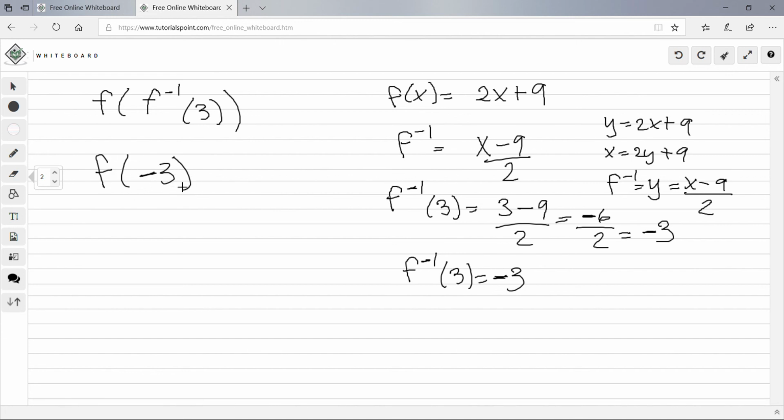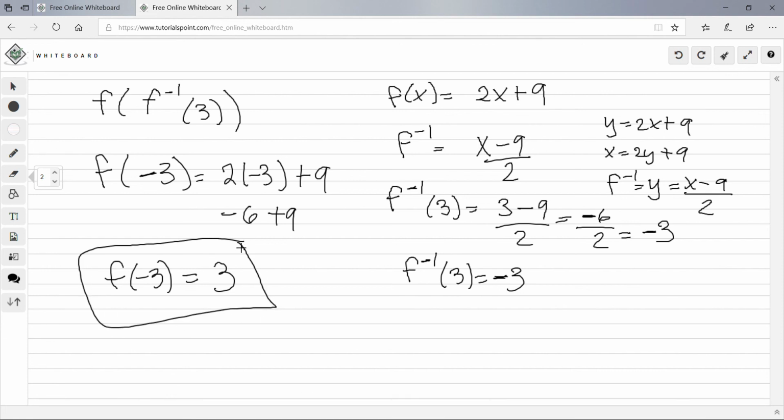So f of negative 3 is what? So let's look at the original function, not the inverse. We said that f is 2x plus 9, so wherever there's an x, you just plug in negative 3. So that's 2 times negative 3 plus 9. So 2 times negative 3 is negative 6, plus 9. So your final answer: negative 6 plus 9 is just positive 3. So this is your final answer.